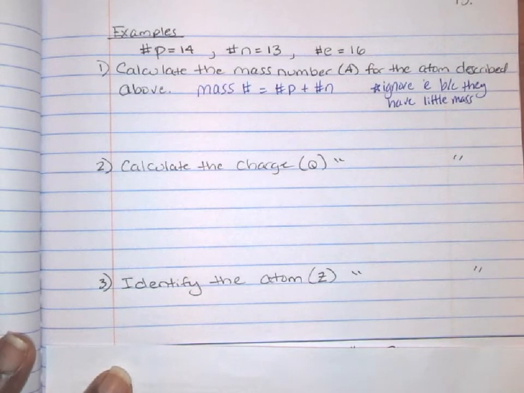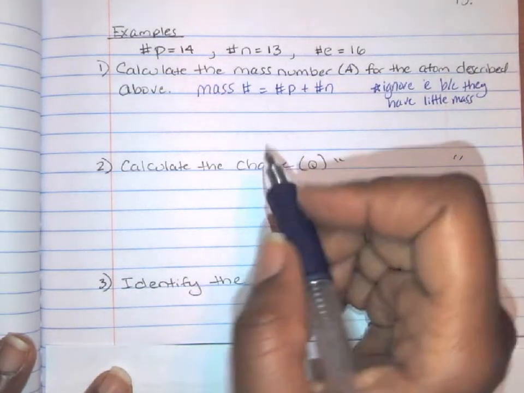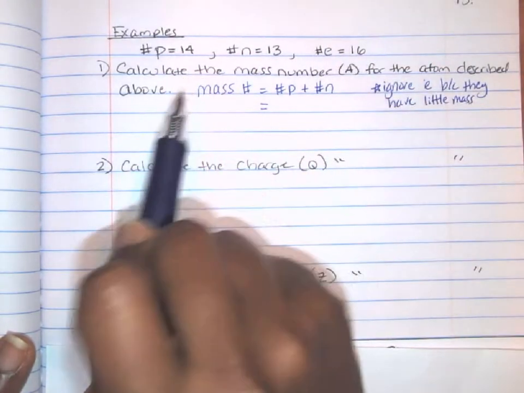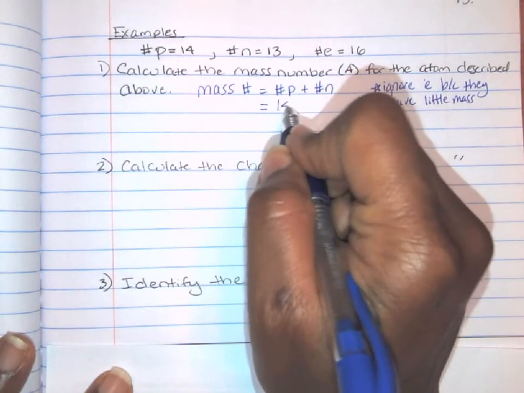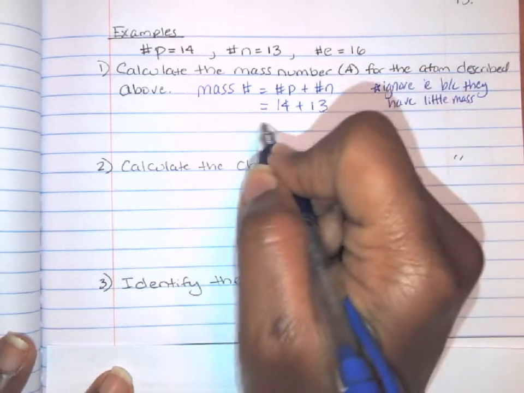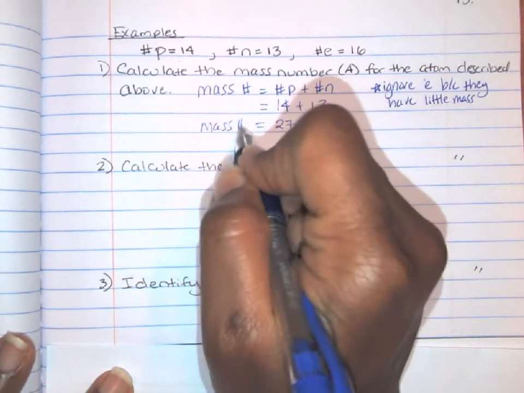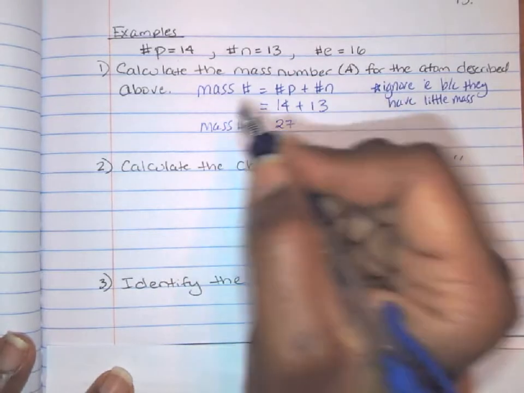So because they have little mass compared to the others. Okay, so to get the mass number of protons plus neutrons, we have 14 protons and we've got 13 neutrons. That gives us a mass number of 27. So it's that simple.